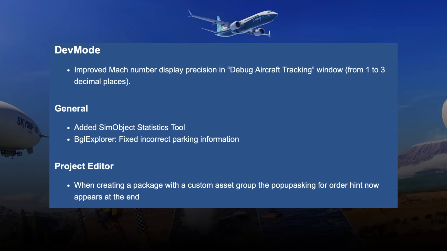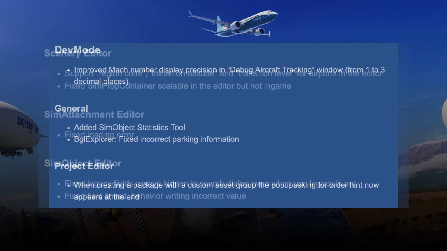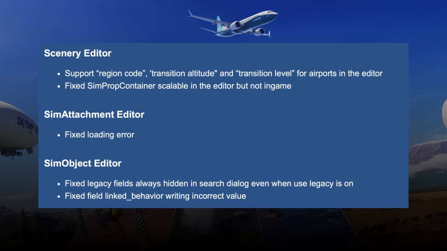The project editor: when creating a package with a custom asset group, the pop-up asking for order hint now appears at the end. The scenery editor: support region code, transition altitude, and transition level for airports in the editor. Fixed sim prop container scalable in the editor, but not in game. Sim attachment editor: fixed loading error there. And sim object editor: fixed legacy fields always hidden in search dialog, even when using legacy is on, and fixed field linked behavior writing incorrect value.